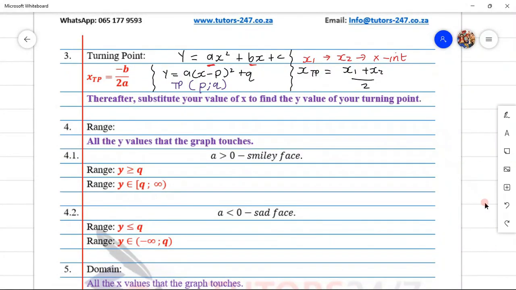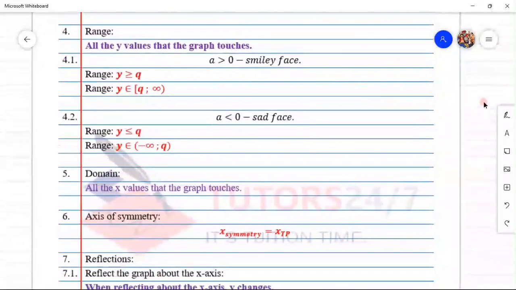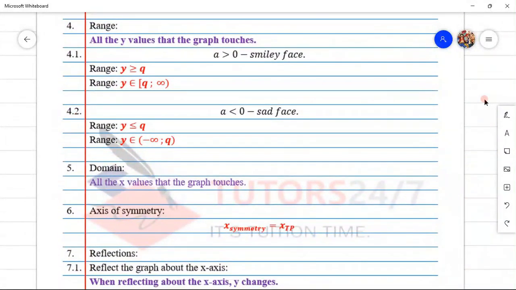So let's start with range. Range involves all of the y values that our graph touches. There are two methods of finding range depending on what shape of function you have. If you have a smiley face shape or a sad face shape, your range will differ slightly. So if you have a smiley face shape, let's do that first.